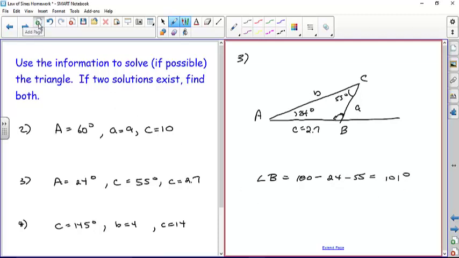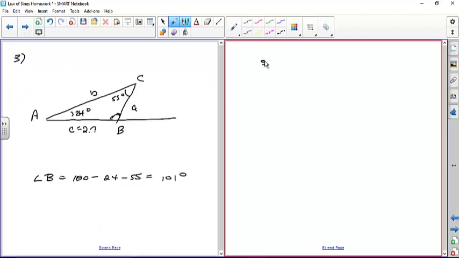Okay, now the rest of it, we just have to apply the law of sines to find the two unknown lengths, because we have all the angles now. So we know what the sine of the angles are. We can figure those out. And we have the last part. We have angle C. So we have the sine of 55 degrees divided by 2.7.